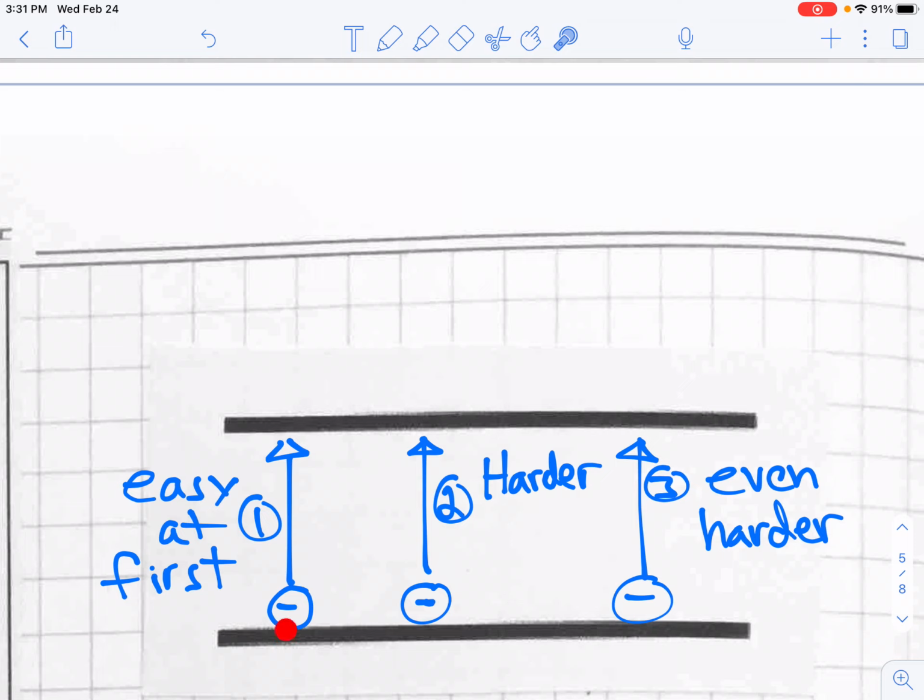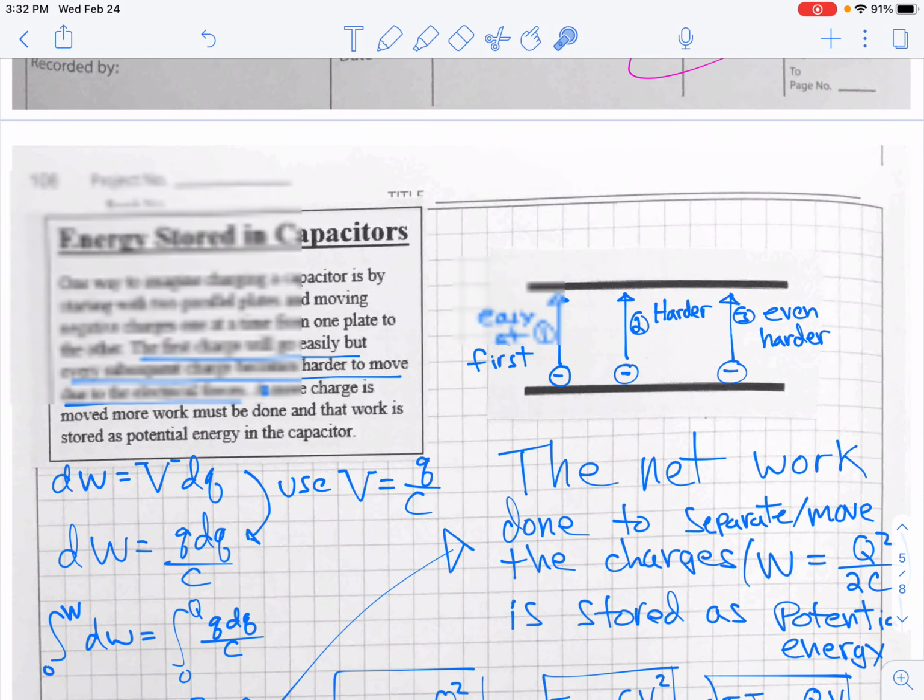If you started with a negative charge here and you moved it up to the other plate, that would be very easy because neither plate is charged and you're not fighting an electric field. But as soon as one plate begins to get a negative charge and the other plate begins to become positive, you're going to have an electric field here. And the next time you go to move a charge up, you're going to be fighting the electric field. And the next time after that, you're fighting an even bigger electric field. The more charges accumulate on the top plate, the bigger the electric field gets, and the harder it's going to be to force one more charge up to that top plate.